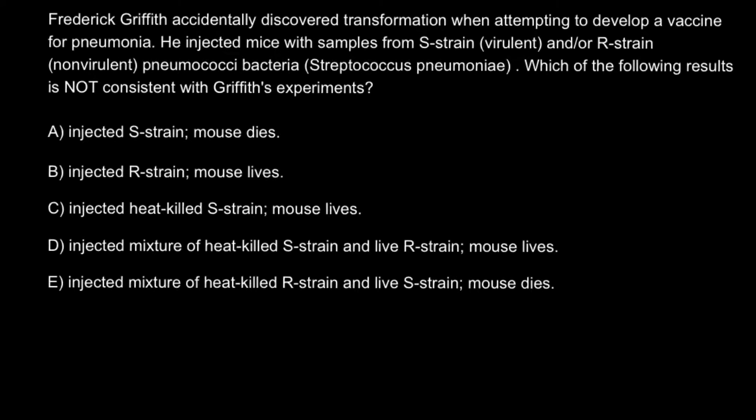In this video I'm going to explain what transformation is, and we're going to solve a problem. Here's the problem. Frederick Griffith accidentally discovered transformation when he attempted to develop a vaccine for pneumonia. He injected mice with samples from S strain virulent or R strain non-virulent pneumococci bacteria, Streptococcus pneumoniae. Which of the following results is not consistent with Griffith's experiments?